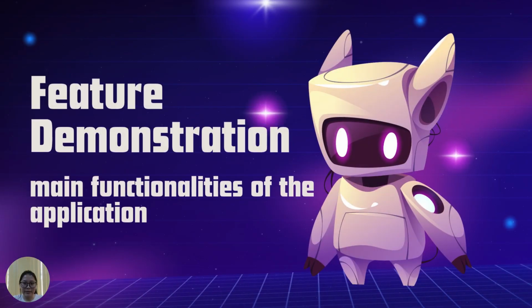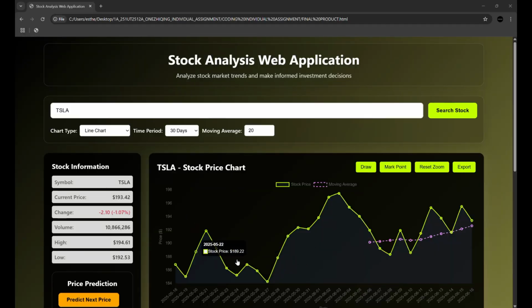Here are some of the main features in action. Now, here is the main interface of my website. At the top, this is the title of my website. Below the title is the caption of my website: Analyze stock market trends and make informed investment decisions.